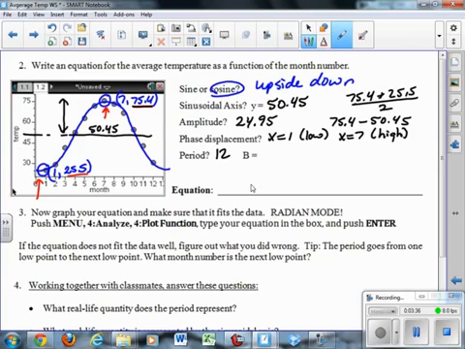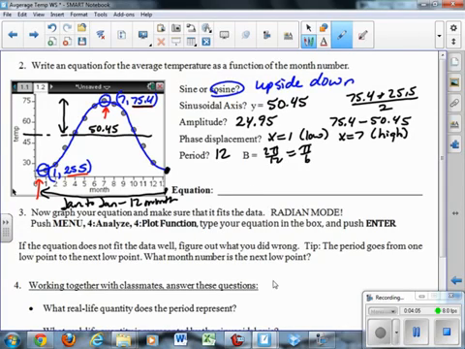Don't make the mistake of thinking it is the last point minus the first point, 12 minus 11, because 12 is not the next low point. The next low point would actually be down here at 13, the next January. So if you go from January to January, it's going to be 12 months, not 11. That means b is 2 pi divided by 12, or pi over 6. So we're ready to write the equation now.